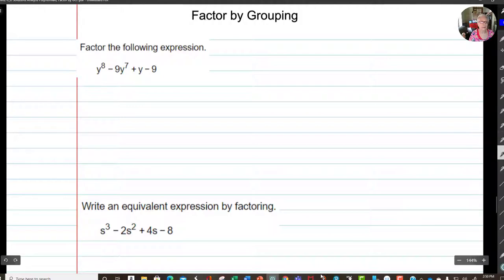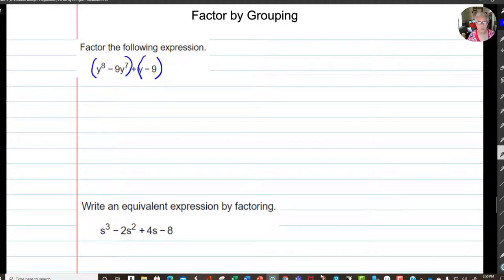I guess I should do this in blue. 1, 2, 3, 4. There are four terms here. You put the first two terms in parentheses and the second two terms in parentheses, and you leave this plus sign in the middle and you don't forget to write it. It's very important that that plus sign stay there, or you'll think you're multiplying and you'll get the whole wrong answer.